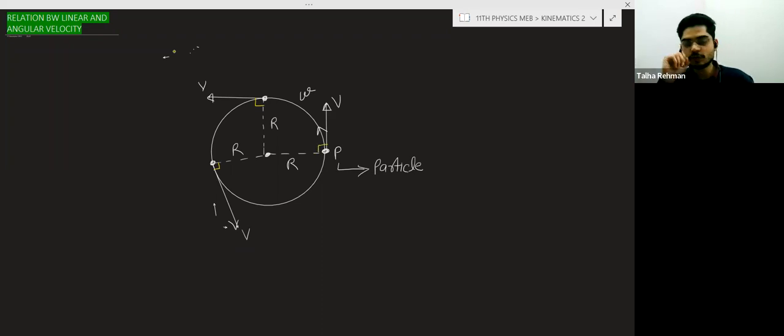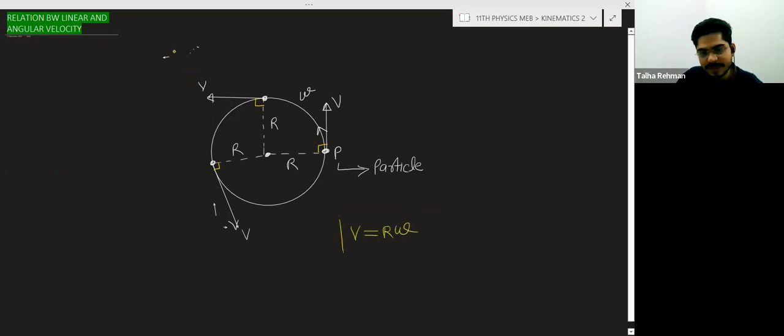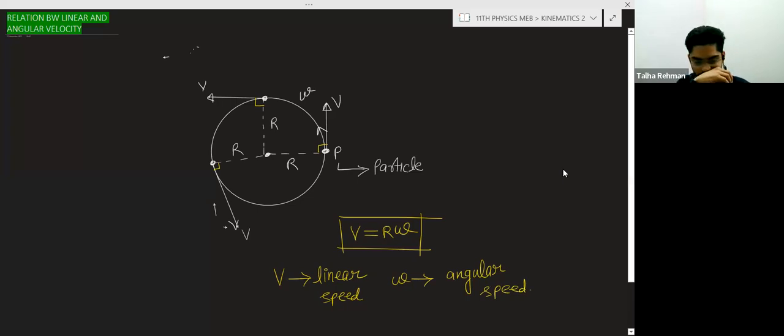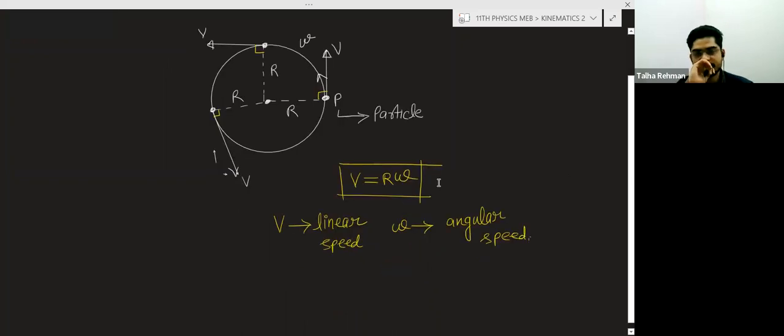In case of a circle, there is a very famous relation, v equal to r omega. This is valid in case of circular motion. What is v? v is the linear speed, r is the radius of the circle, and omega is the angular speed.